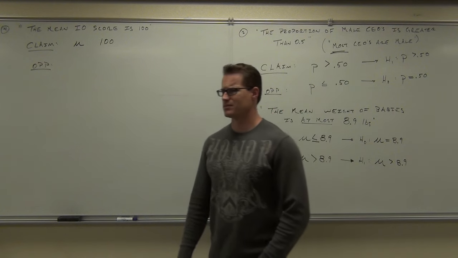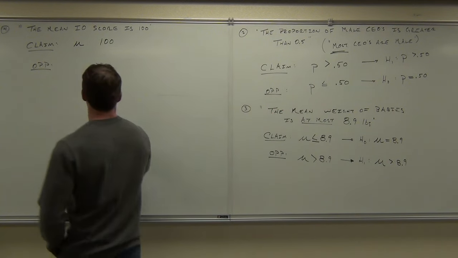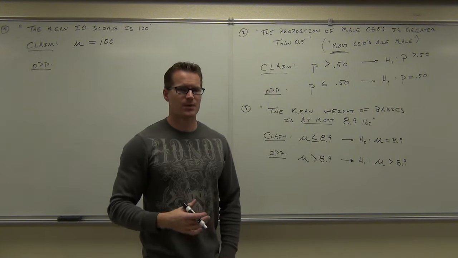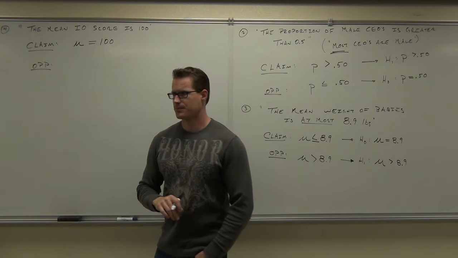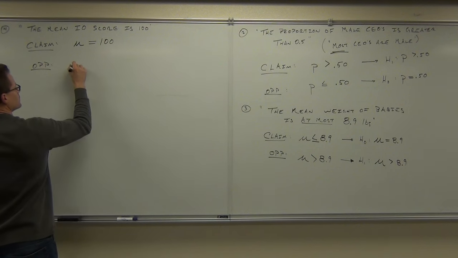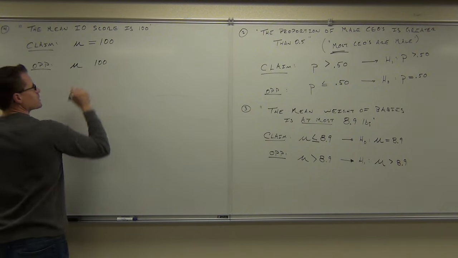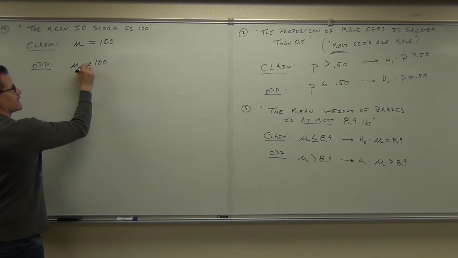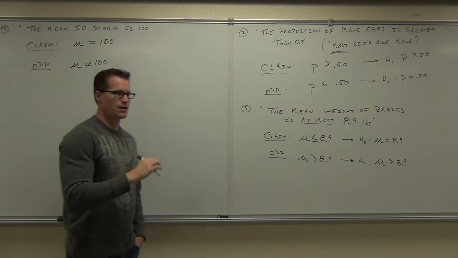What symbol is it? Equals. Is mean equals? Sure. Now you've got to write the opposite of that statement. So you should still have the mu and the 100. What's the opposite of equals? Not equal. Good. That's okay. We can have that.